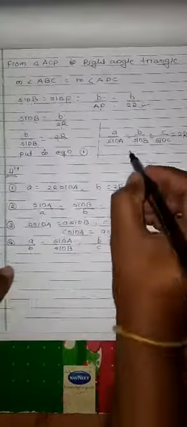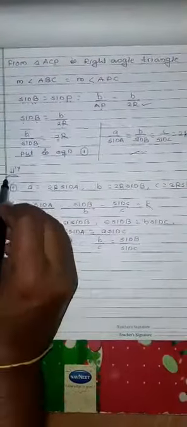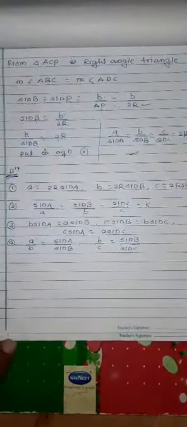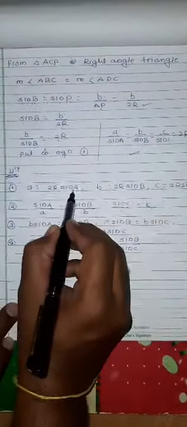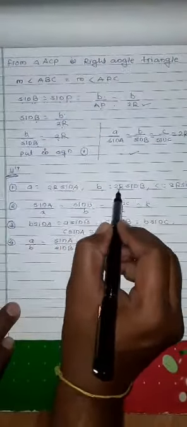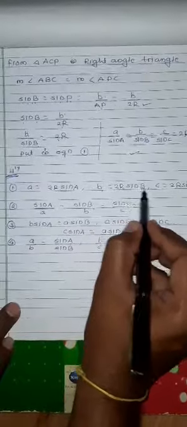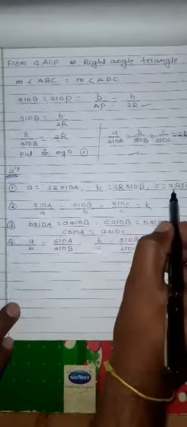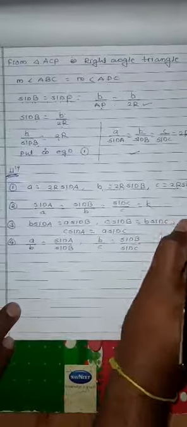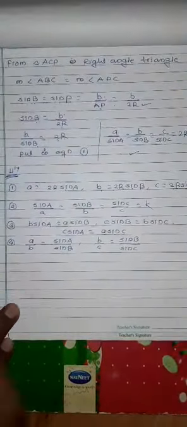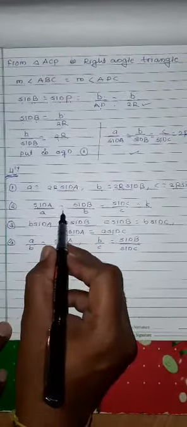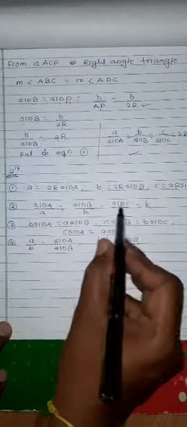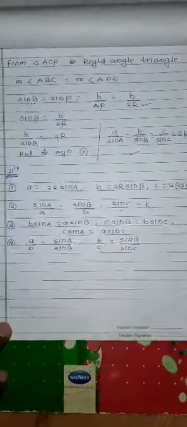Now after that, we have to take some important forms of the sine rule. Small a is equal to twice of R sine of capital A. Small b is equal to twice of R sine of B, and c is equal to twice of R sine of C. After that, sine of capital A upon small a is equal to sine of B upon b is equal to sine of C upon c is equal to K.